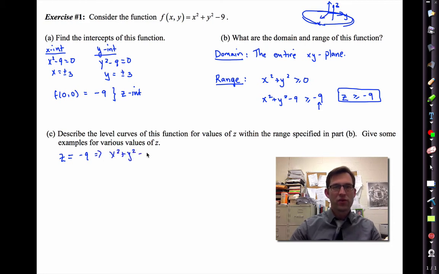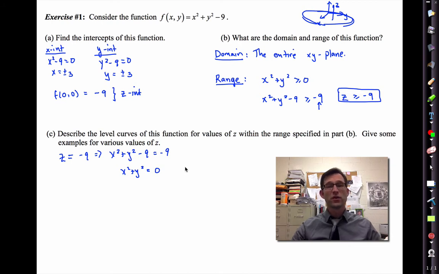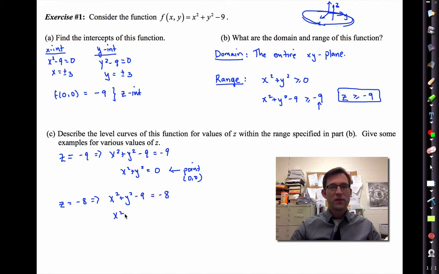Something a little weird happens here. When we look at the level curve, we actually have x squared plus y squared equals 0. I'm all ready for a circle, and what in the world is this? This is actually just a point. There's only one point. The point 0, 0 has a z value of negative 9. I apologize. Let's do something like z equals negative 8. In this case, we would have x squared plus y squared minus 9 equal to negative 8, and that would give me the circle x squared plus y squared equals 1.